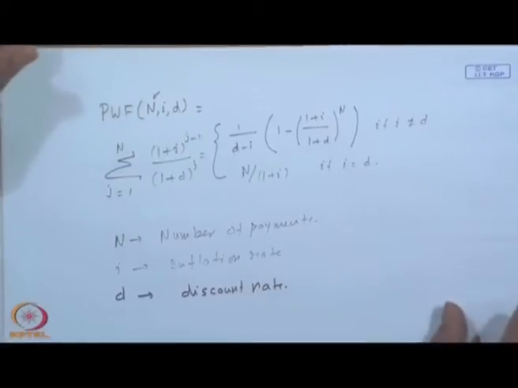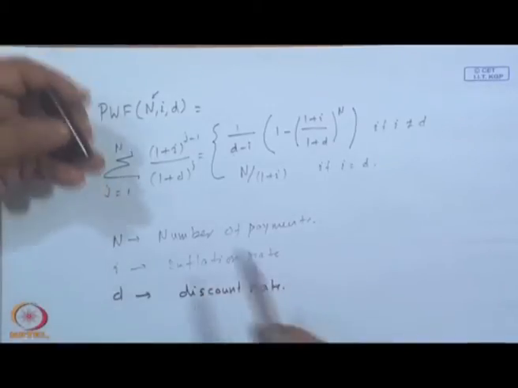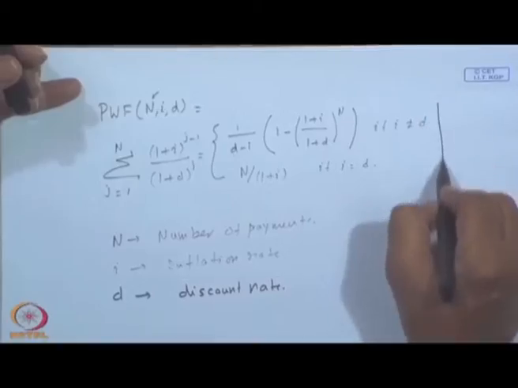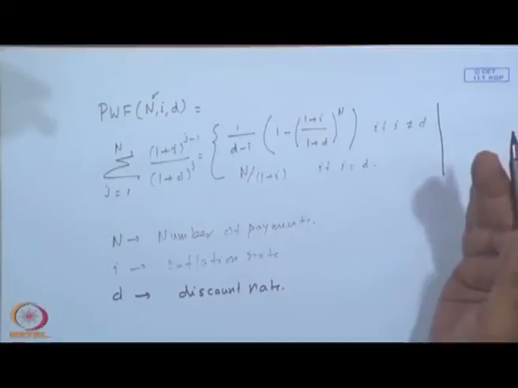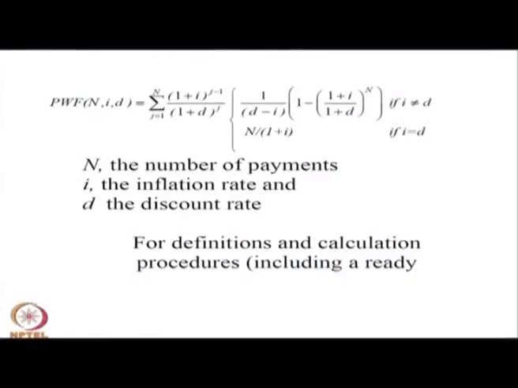So, as I was pointing out, the inflation rate and discount rate could be similar order of magnitude at least. That is borne out by the fact that this present worth factor is given if phi is equal to d and if I is not equal to d. Now, I am sure still these terms will be a little unfamiliar to you.